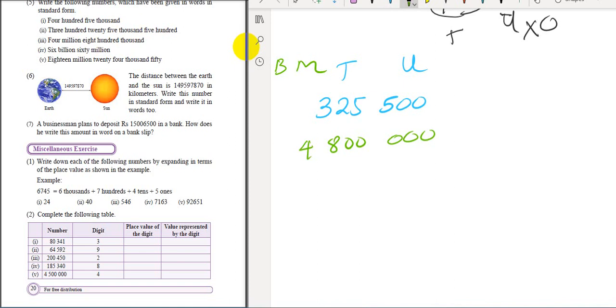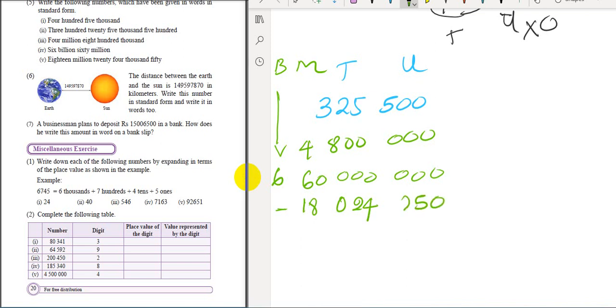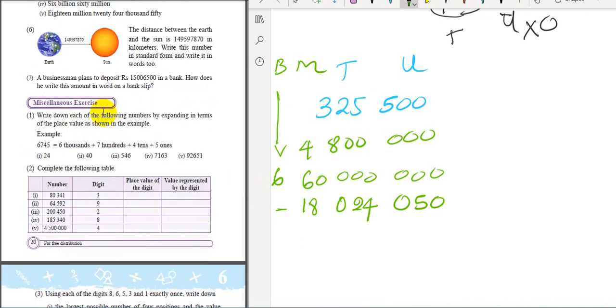The fifth one is 6 billion 60 million. 6 billion, 60 million. Here 0, 0, 0. And 18,024,050. 18 million, here no value, 24,000. Here there's no 100,000, so 24,000 and 50. There's no hundred. Okay, I hope you understood the lesson very clearly.